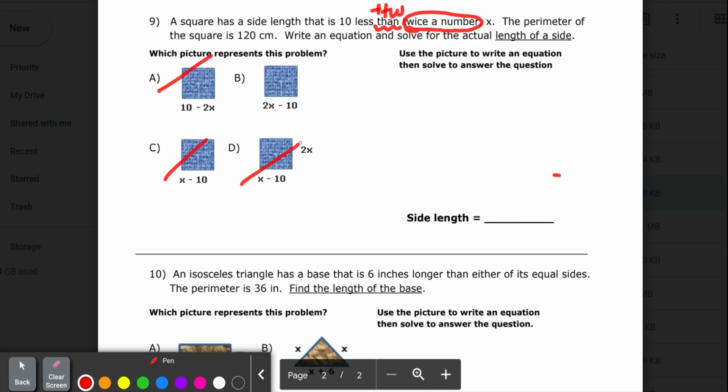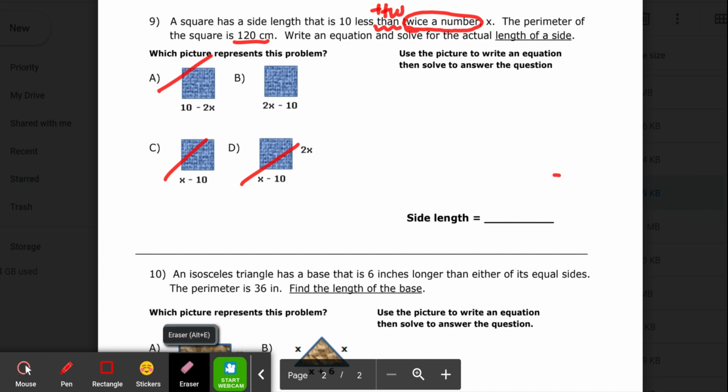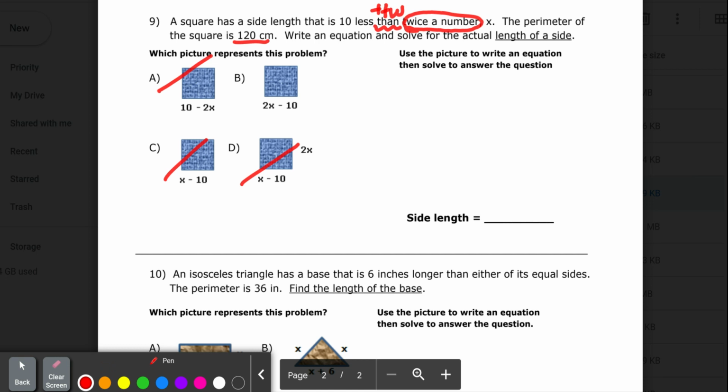So the perimeter of the square is 120 centimeters. Write an equation, solve for the actual length of the side. So not just x, but whatever the length of that side is. Now, there's many ways that you can do this. Some of you are probably going to figure out that the way that I show you is a much longer way. So there might be a way that you would know right away. But since we're in algebra, I'm actually going to show you the algebraic way.